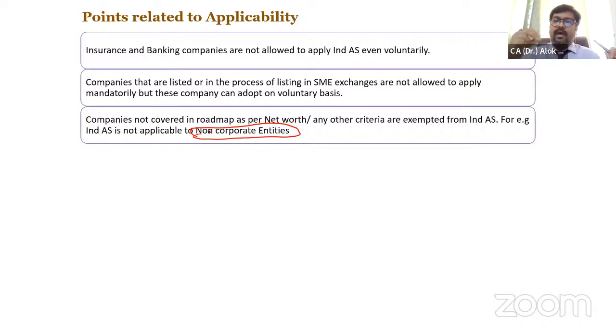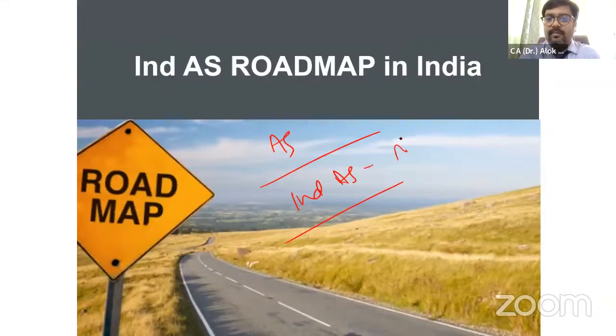Doesn't matter if Rahul Chand and Sons has 1,000 crore of net worth, Ind AS is not applicable. Sir, then what is applicable? Accounting standards are applicable to non-corporate entities. Ind AS is not applicable to banks and insurance companies. HDFC Bank Limited, ICICI Bank, State Bank of India: Ind AS not applicable. LIC of India is coming with an IPO; Ind AS is not applicable there either. So banking, insurance, non-corporate entities: Ind AS not applicable.